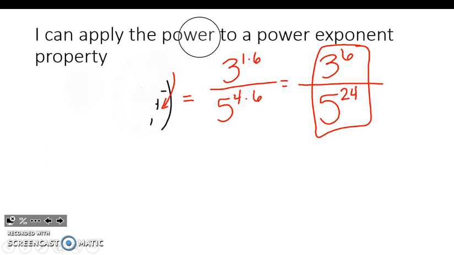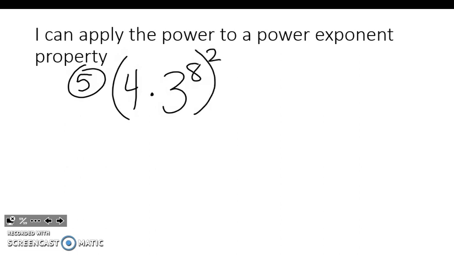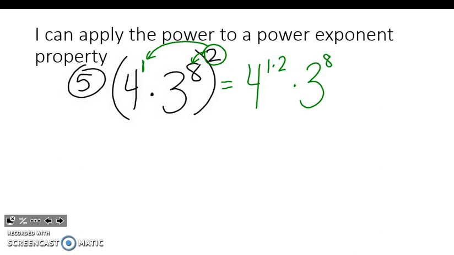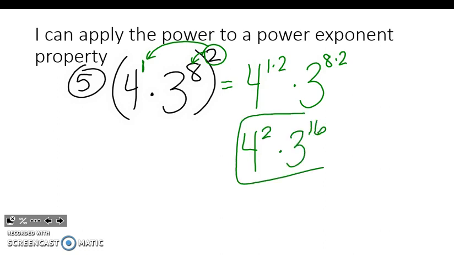Okay, let's do a couple more before I give you your practice problems. Remember, everything gets an exponent. I would suggest that you pause it, see if you can do this on your own. See if you come up with the right answer. Alright, so the first thing I'm going to do is put an exponent of 1 on the 4 so that I don't forget to distribute that 2 to every exponent. So I get 4, 1 times 2 times 3, 8 times 2. So I get 4 to the 2nd times 3 to the 16th.